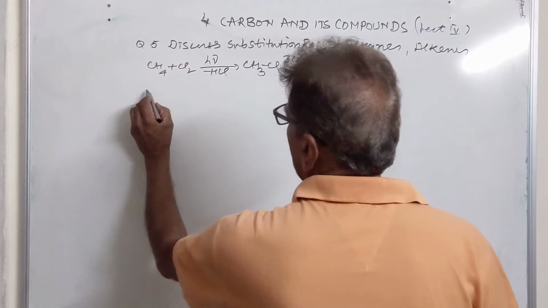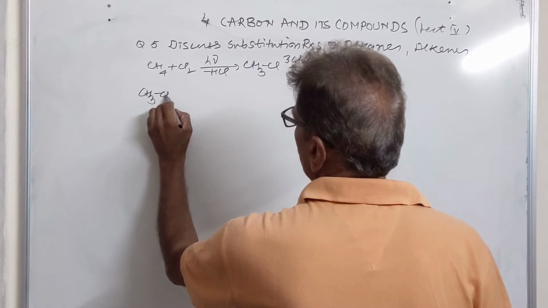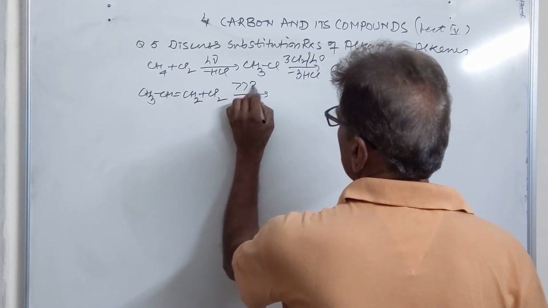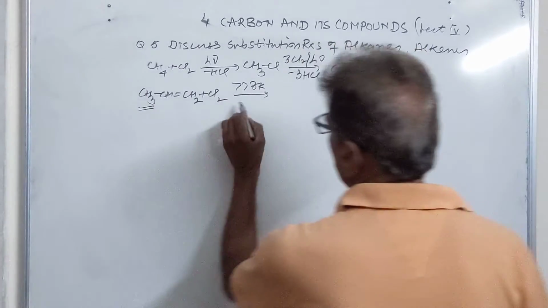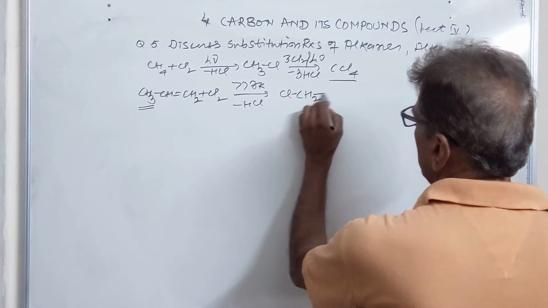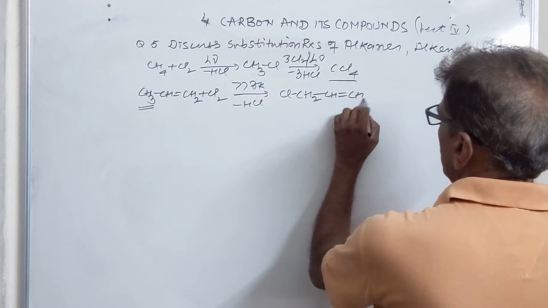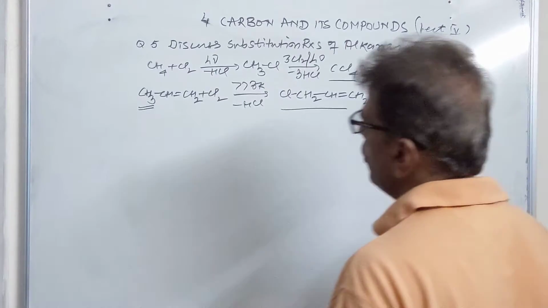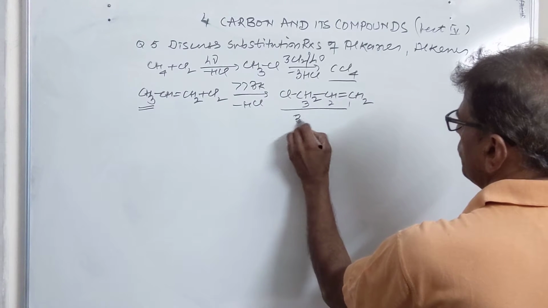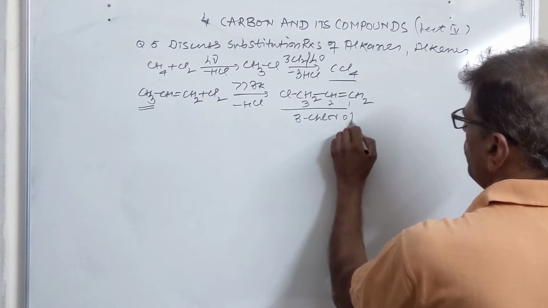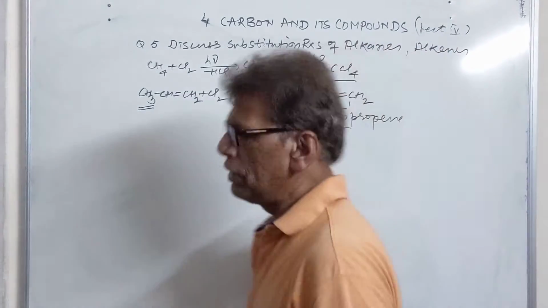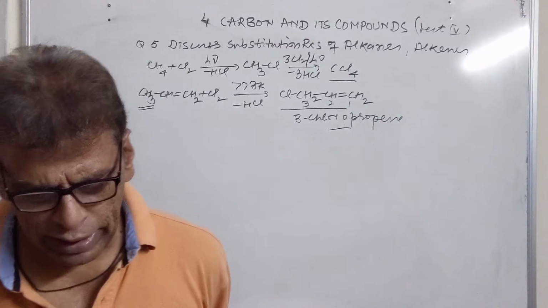Similarly, the alkenes can also undergo substitution reaction at high temperature, at 773 Kelvin. This hydrogen will be substituted, that of the saturated alkyl group. This will be the product in this case, so its product name will be 3-chloropropene. This is our substitution reaction in case of alkanes and alkenes.